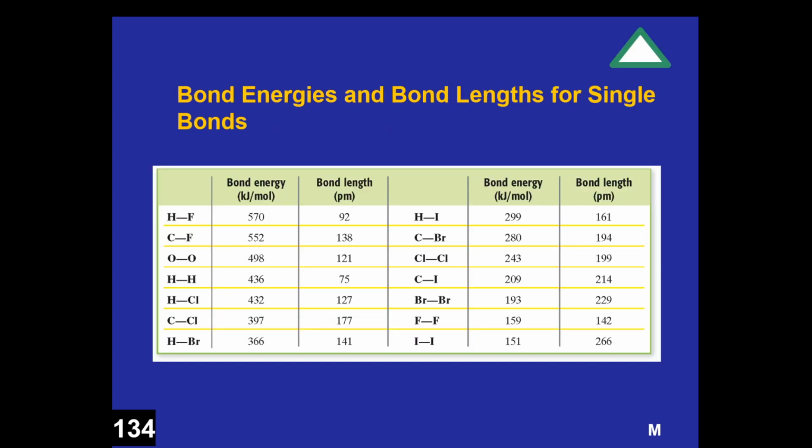Okay, so here is a chart that shows you bond energies and bond lengths for a number of different common bonds. So, for example, the bond between the hydrogen and fluorine atom, that bond energy is 570 kilojoules per mole. In other words, to make a mole of these, or to break a mole of these bonds, would require 570 kilojoules.